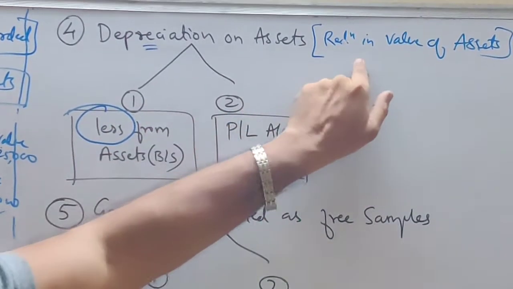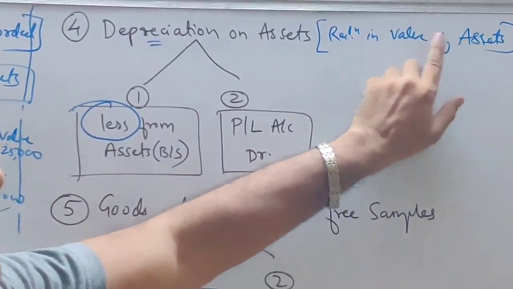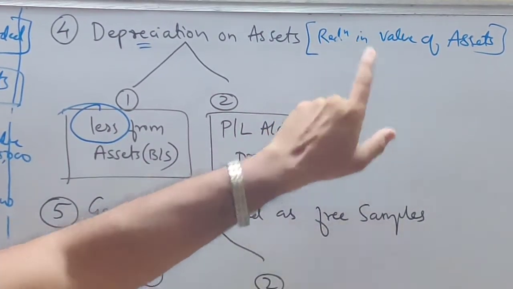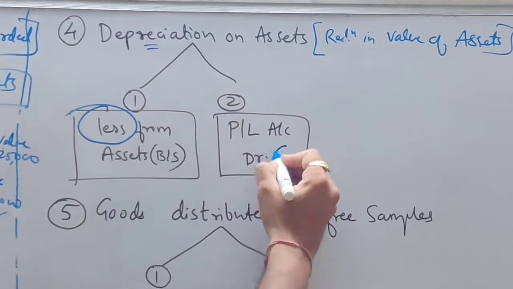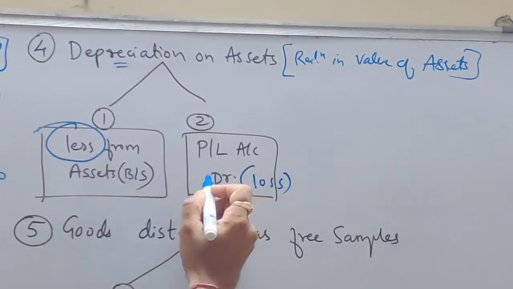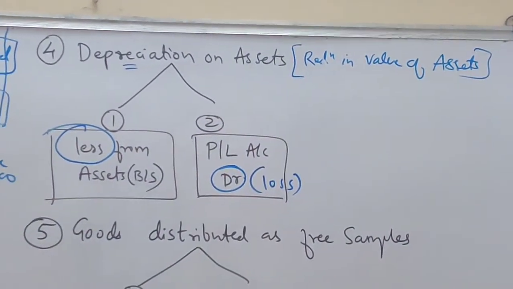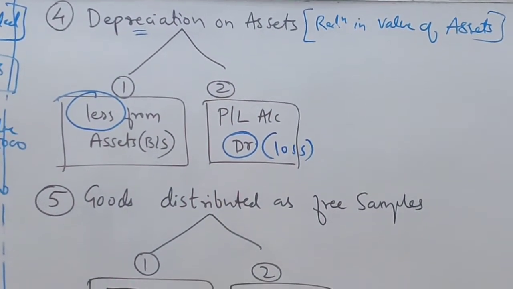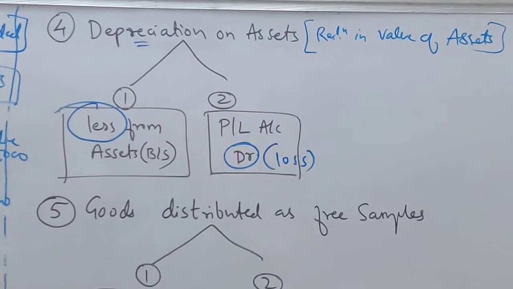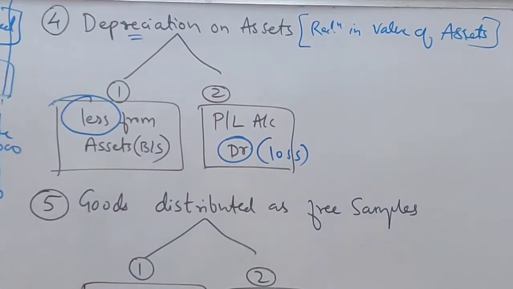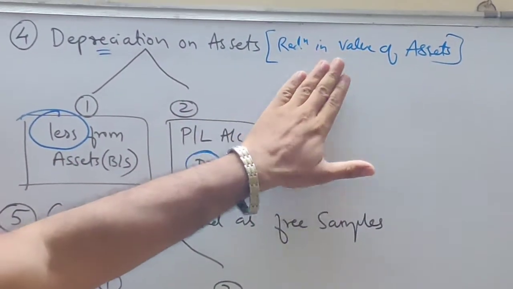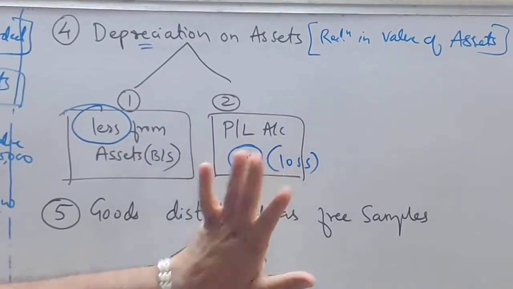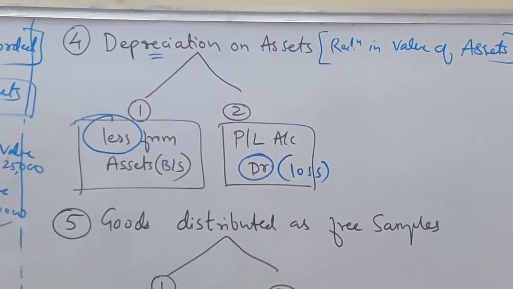Second effect, tell me, if the value of your asset is decreasing, is it a profit or loss for you, students? It is a loss. So where to write loss? You will write loss in the P&L account debit side. Debit all expenses and losses. You know this rule very well, students. Debit all expenses and losses, credit all income and gain. So since the decrease in the value of the asset is a loss, you will write it on the P&L account debit side. Am I clear with these two effects?